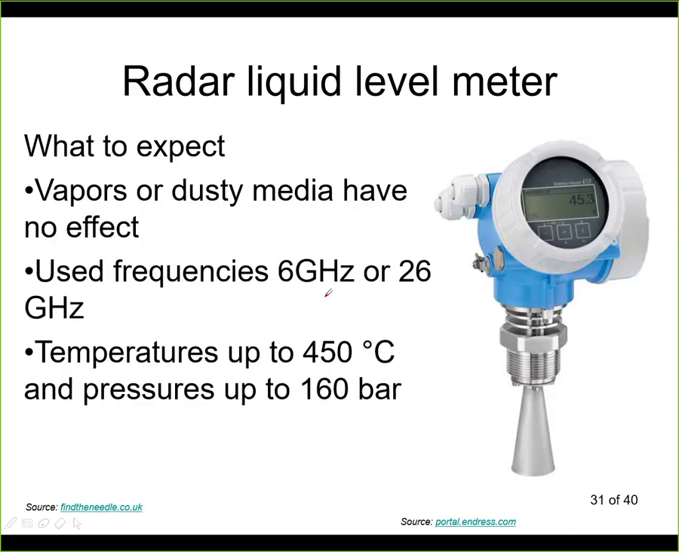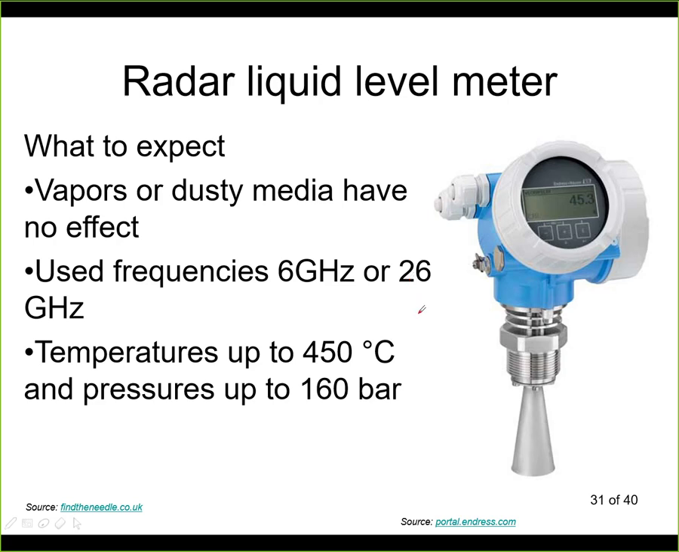So typically this works with very high frequencies. The frequencies that are used in industrial systems for this kind of radar measurement are typically 6 gigahertz or 26 gigahertz. Today, in the last say year or two, a new band was added that is around 80 gigahertz. So it allows you to work with higher frequencies with higher accuracy.